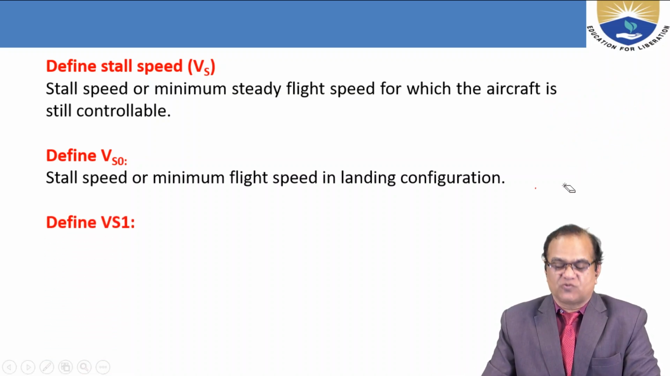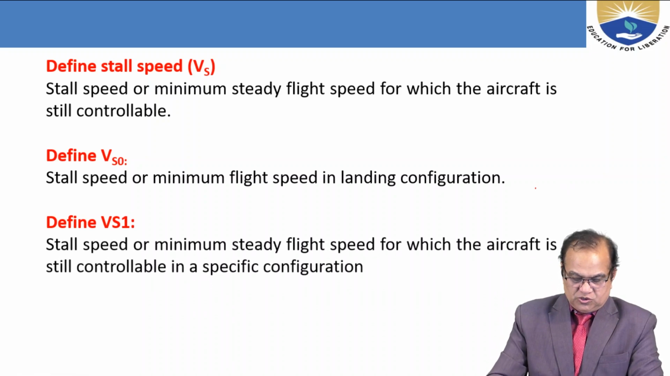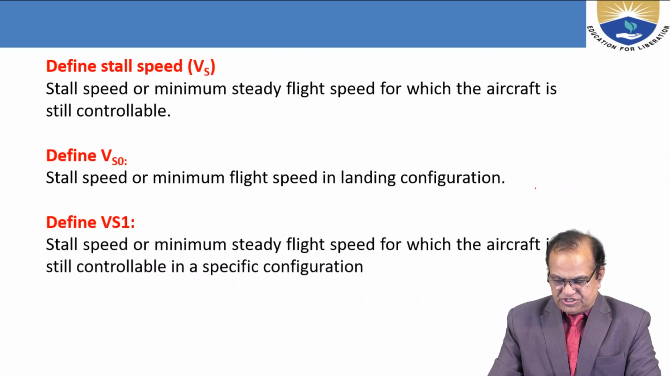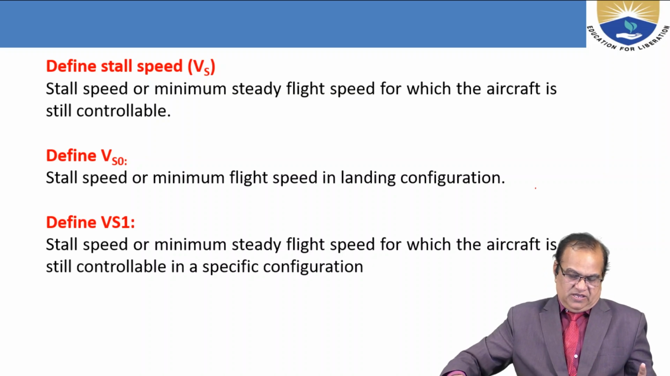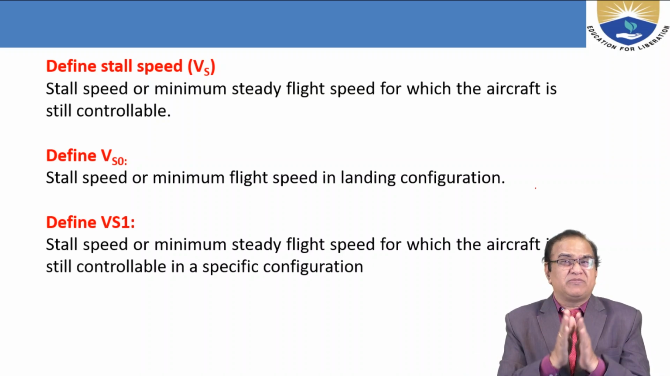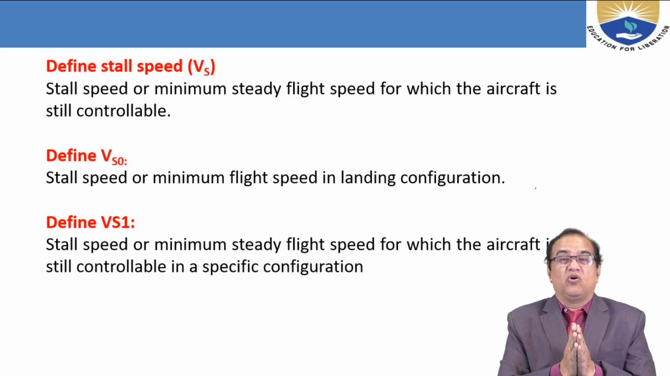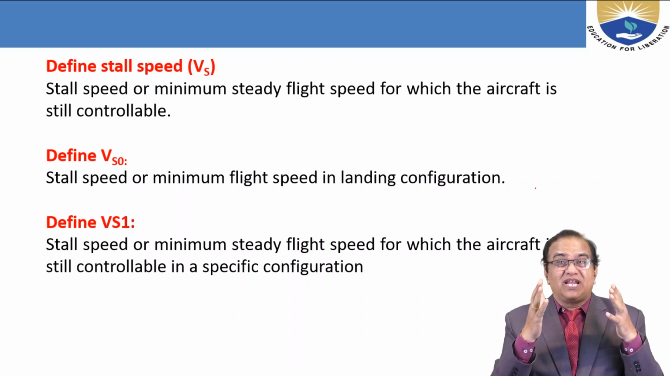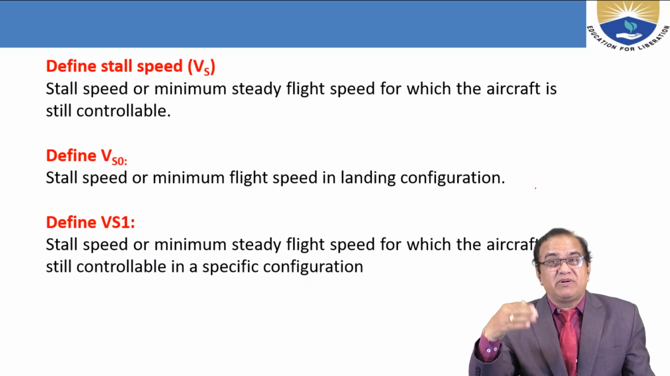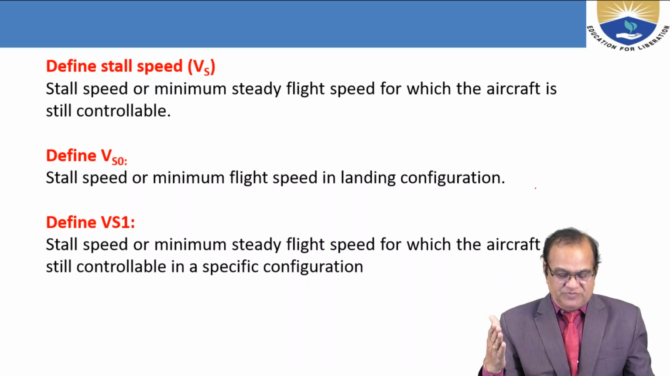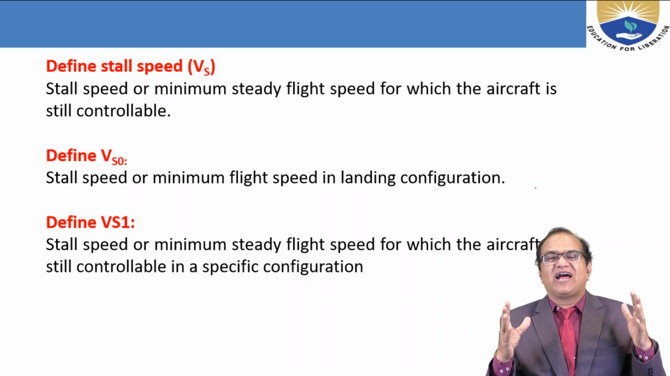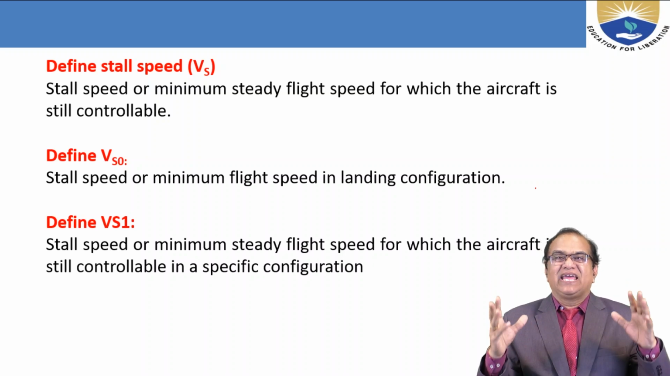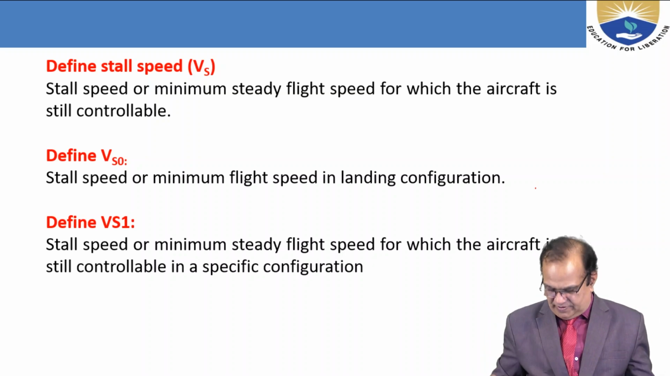Now define VS1. Stall speed or a minimum steady flight speed for which the aircraft is still controllable in a specific configuration. In fact, this stall speed is a minimum speed. It is a danger zone. In the real case, we should not go less than VS1, where VS1 is a minimum of 10% higher than the Vs. But at this speed, your aircraft should be able to sustain and control without any problem.